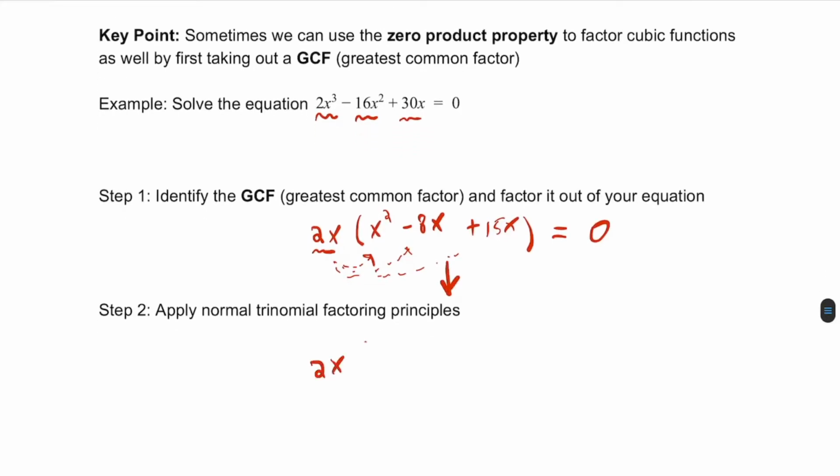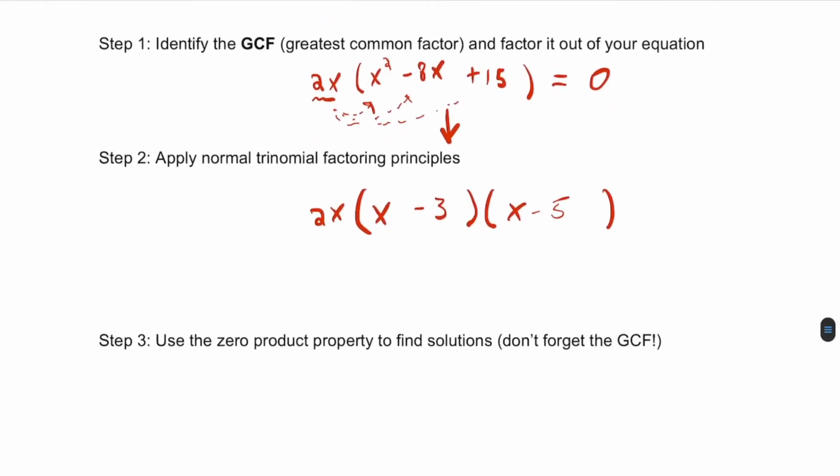So the 2x stays how it is, but I'm going to take this bigger parenthesis and break it up. This will be x minus 3 times x minus 5, right? Two numbers that multiply to make negative, sorry, that should be a negative 15, not a 15x there. They multiply to make positive 15 and add together to make negative 8.